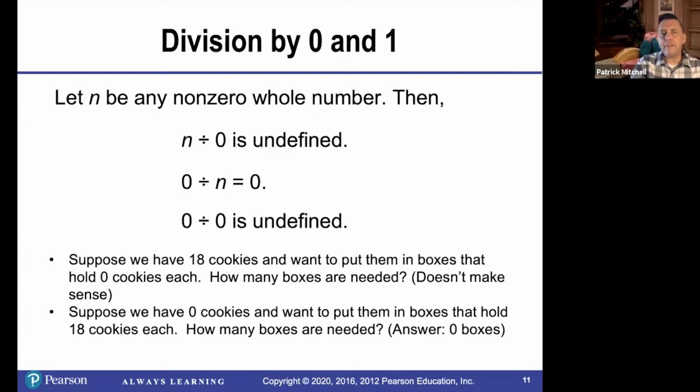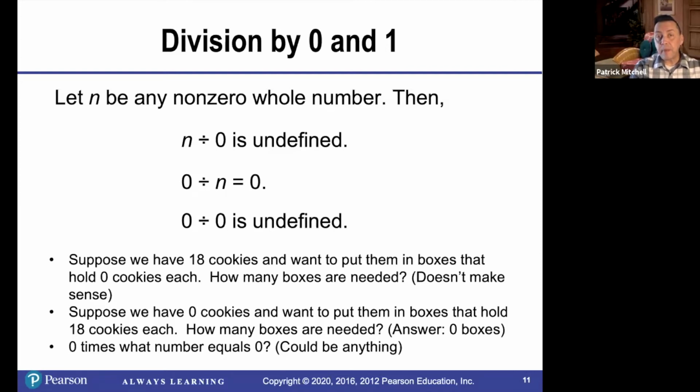Now, 0 divided by 0 is a little more difficult to understand using this partition model, so I thought I would turn to a missing factor model for that. 0 divided by 0 is supposed to answer the question: 0 times what equals 0? Well, you could put any number there. 0 times 2 is 0, 0 times 5 is 0, 0 times 17 is 0. And if you remember earlier, in the definition of whole number division, it said that this quotient was supposed to be unique. So we have to say that that's undefined.